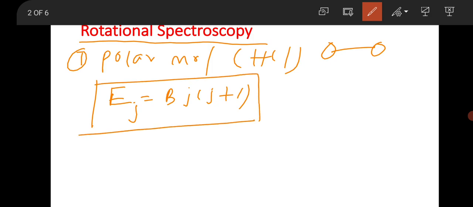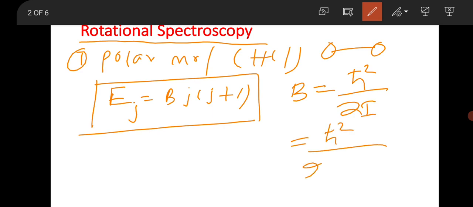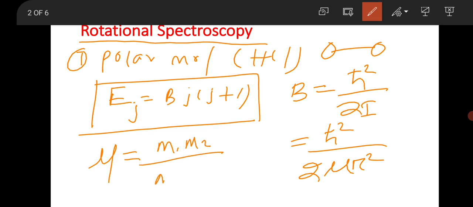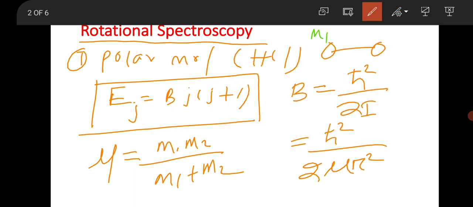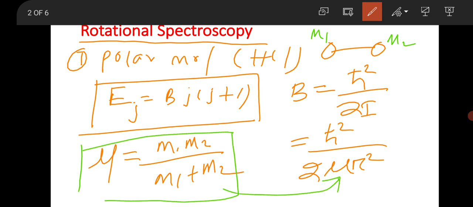Let's see how. This B is the rotational constant, and its value is h-bar square by 2I. Here I is the moment of inertia, so it is h-bar square by 2 into mu r square. Here mu is the reduced mass, that is m1 into m2 by m1 plus m2, where m1 is the mass of the first body and m2 is the mass of the second body. You have to substitute this reduced mass, and R is the bond length.